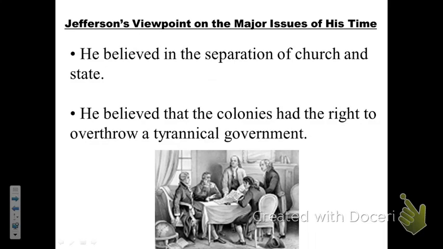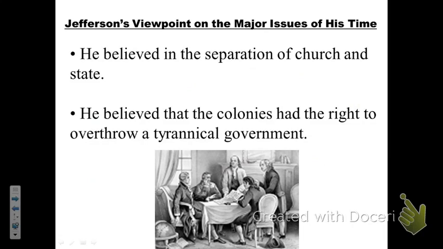The fact that Jefferson was a firm believer that the colonies had a right to overthrow a tyrannical government. You hear that within the Declaration of Independence: if government oversteps its bounds, if it becomes oppressive of the people, then it is their right to alter, to change, or to abolish, to get rid of it.